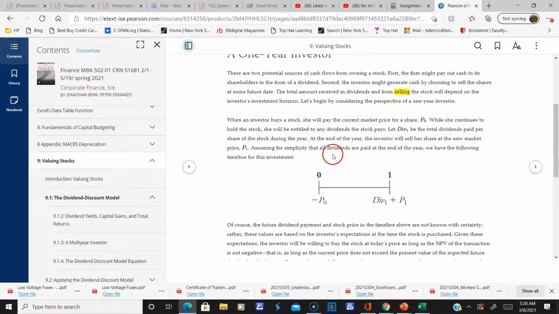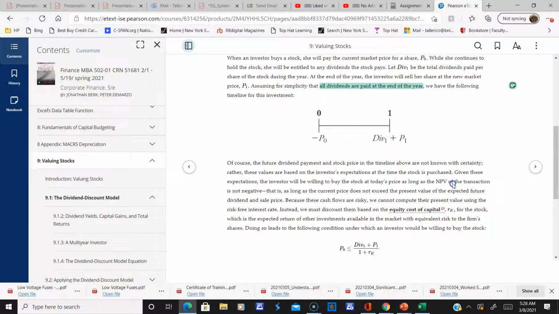We're going to make an assumption here to simplify things: that all dividends are paid at the end of the year. Basically, what we have to do now is define an equity cost of capital.